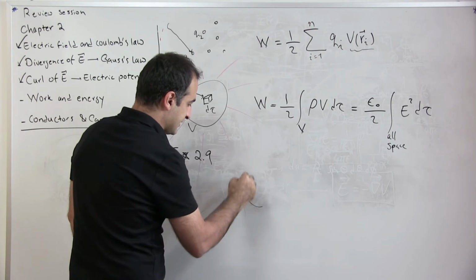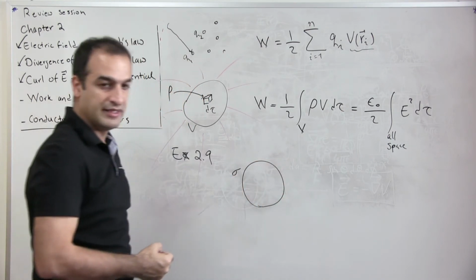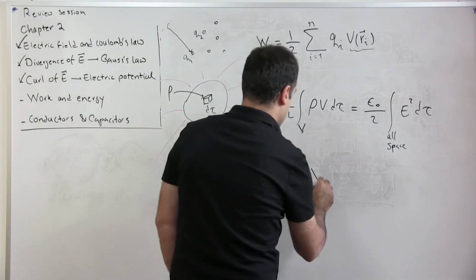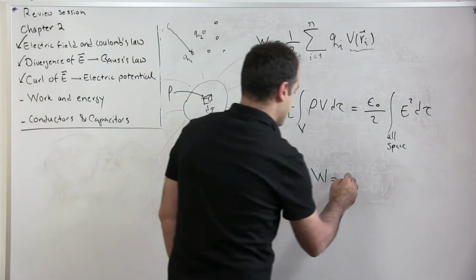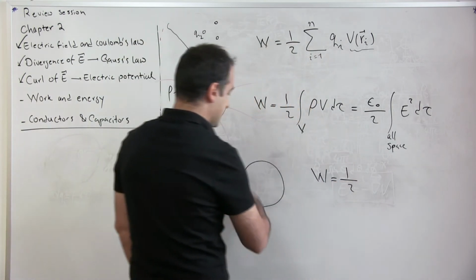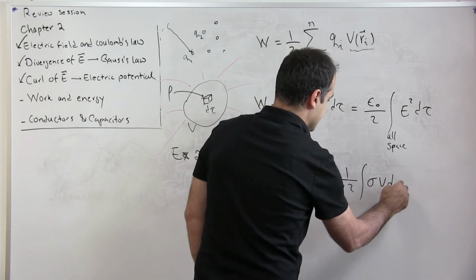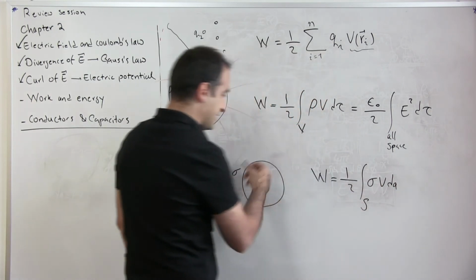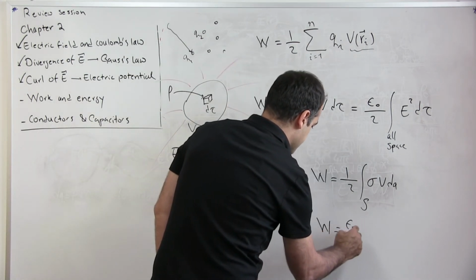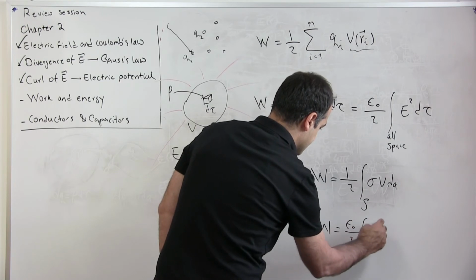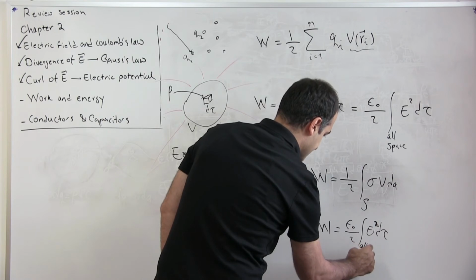Where we looked at the spherical shell carrying the charge density of sigma. We looked at the two solutions, and both solutions are in the textbook as well. One of them was integrating directly over where we have the charge distribution, the integral of sigma V dA over the surface of the shell. The other approach was integrating epsilon over 2 times the integral of the electric field to the power of 2 d tau over all the space.